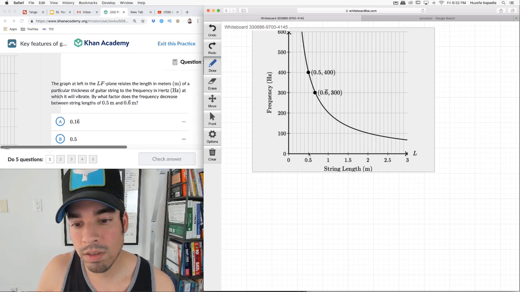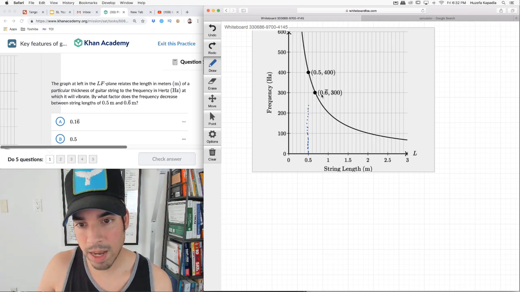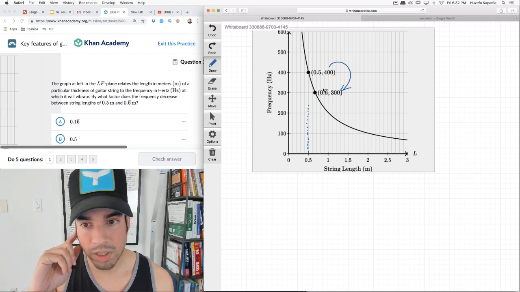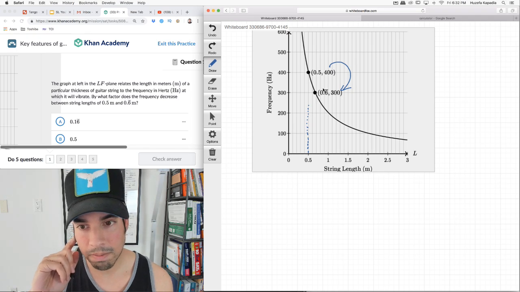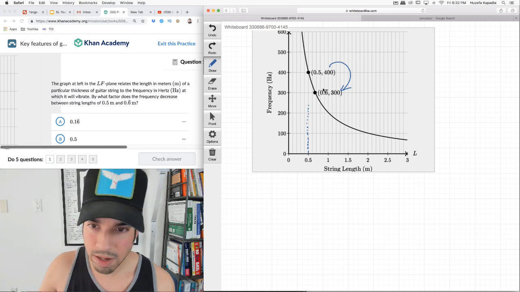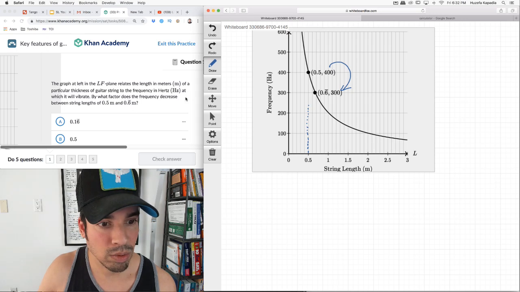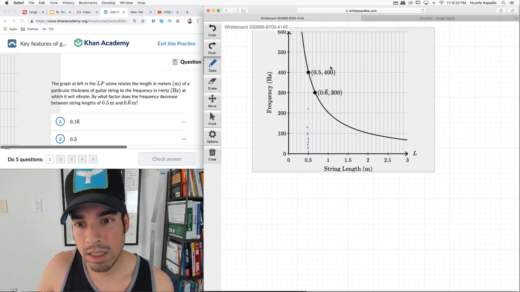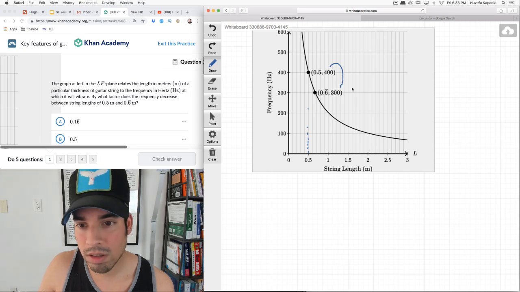So 0.5. Oh, they map these points out. Here we go. So by what factor does the frequency decrease? It decreases by 0.75, I would have to say. Because we multiply there, I think they're talking about a scale factor here, which is kind of funny, but it decreases. They're not talking about slope, are they?